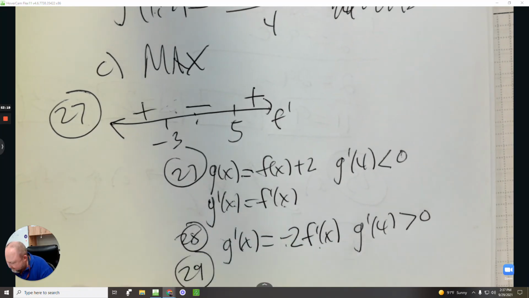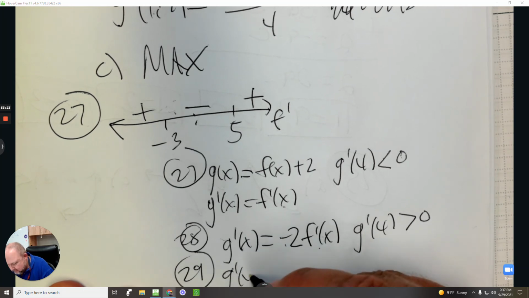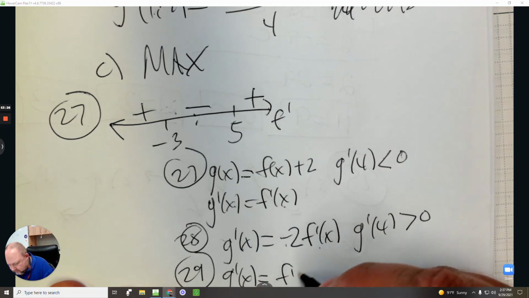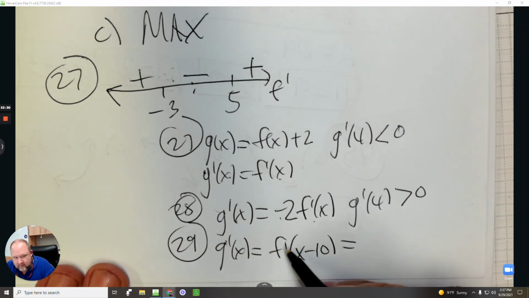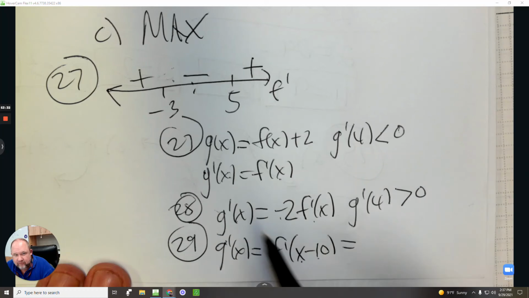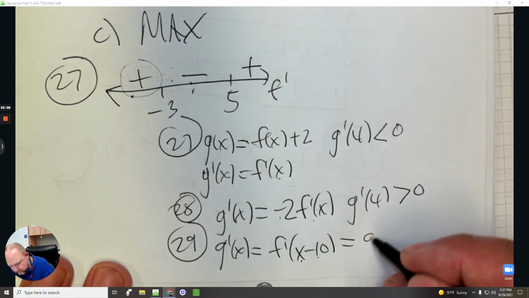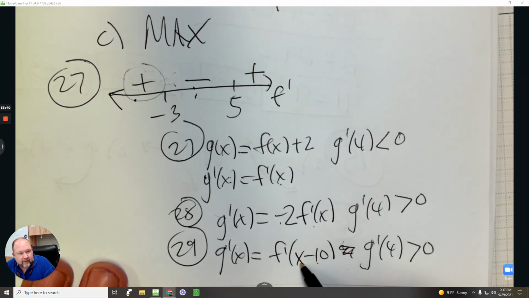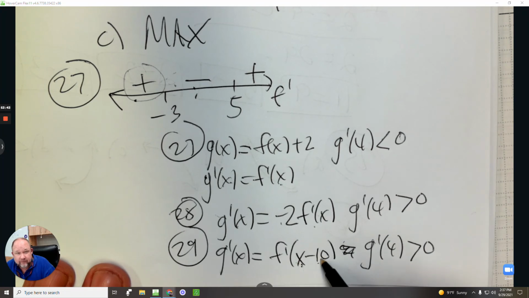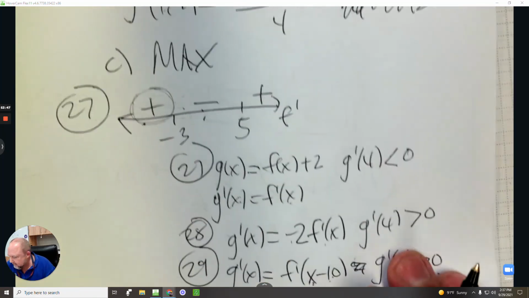And then 29, the derivative here, when you plug in 4, it's the derivative at -6, which is positive, which is greater than. So when I plug in 4, 4 take away 10 is -6, and at -6 we have a positive answer. All right, last one, number 30, and we're done.